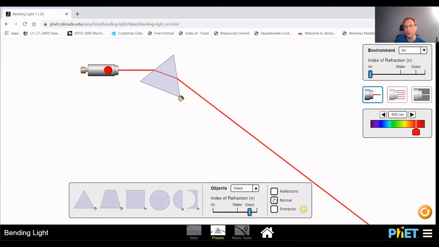So if you click on normal over here, normal lines, it gives you those lines. And then to measure the angles, we're going to use a protractor. So if we click protractor, and then we can drag the protractor. Now remember, there's five angle measurements you want to make, right? You want to measure the prism angle, so this angle right here.